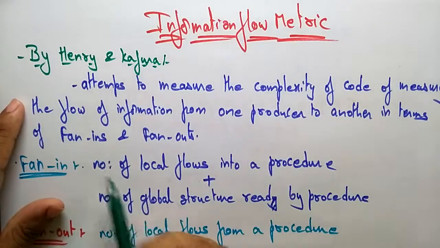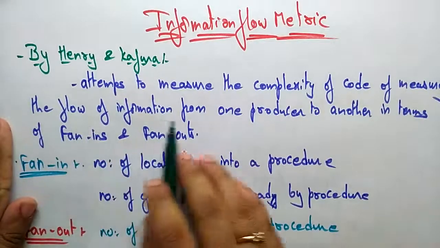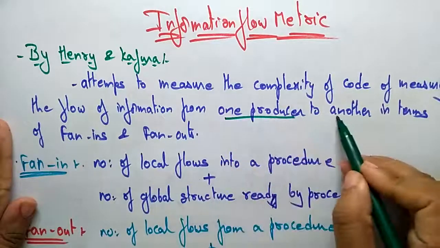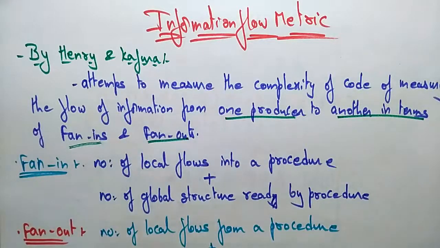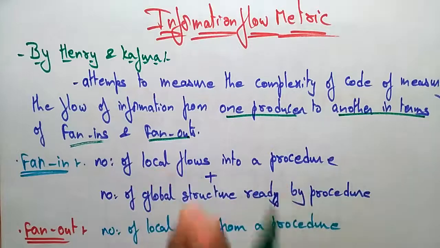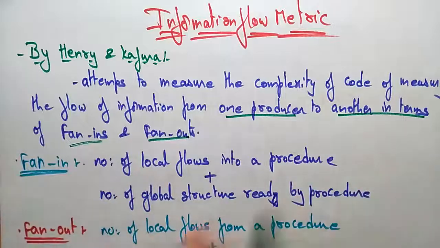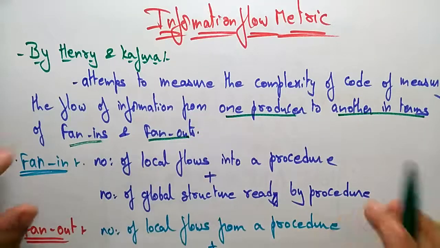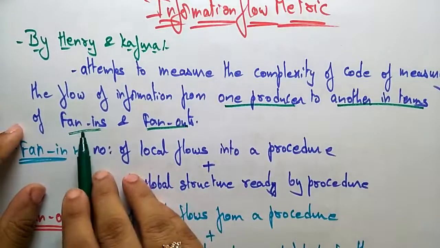Henry and Kafura attempt to measure the complexity of code by measuring the flow of information from one procedure to another in terms of fan-ins and fan-outs. One procedure is sending information, another procedure is receiving it, again that procedure is sending information, and this procedure is going to receive it. The complexity is calculated in terms of fan-ins and fan-outs.